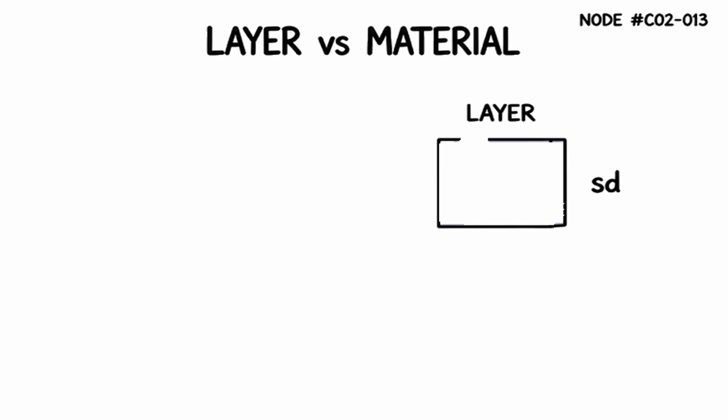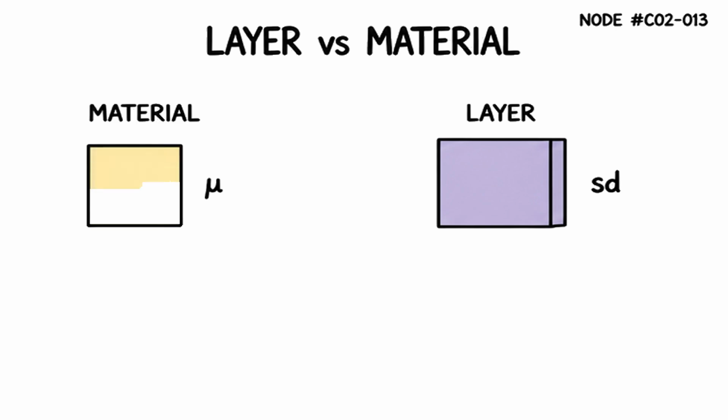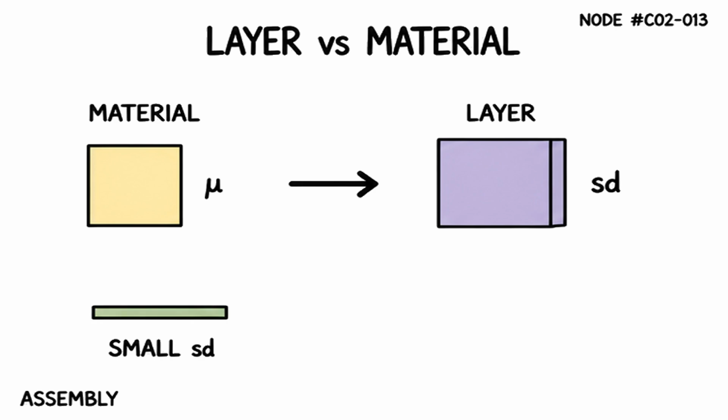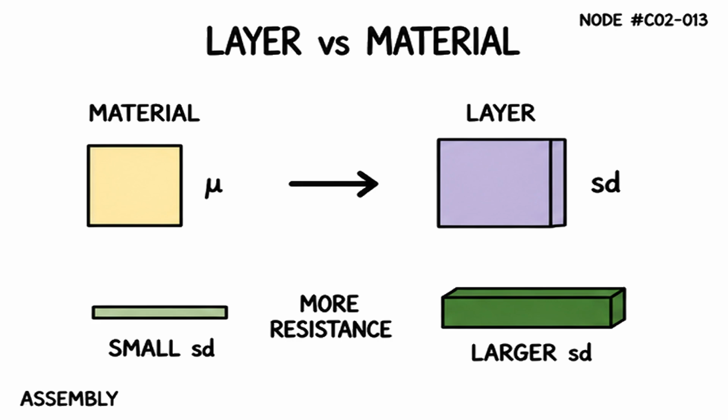SD is a property of the installed layer. Mu is a property of the material. Change the thickness, and SD changes even when mu stays the same. Larger SD means greater resistance. Smaller SD means lower resistance.